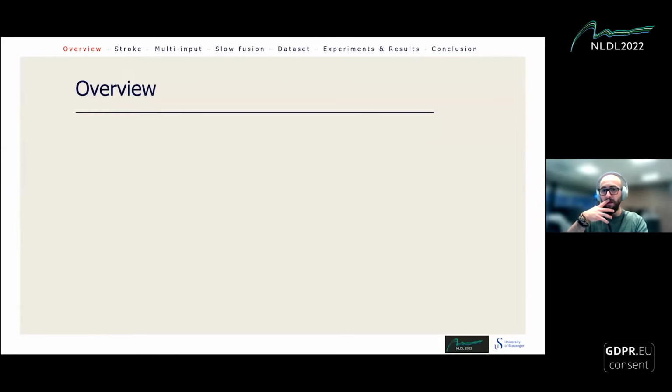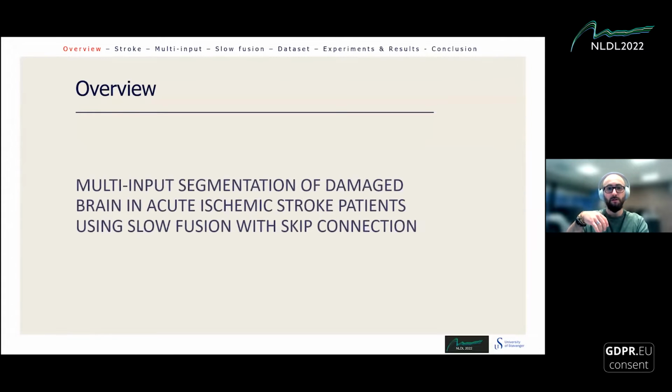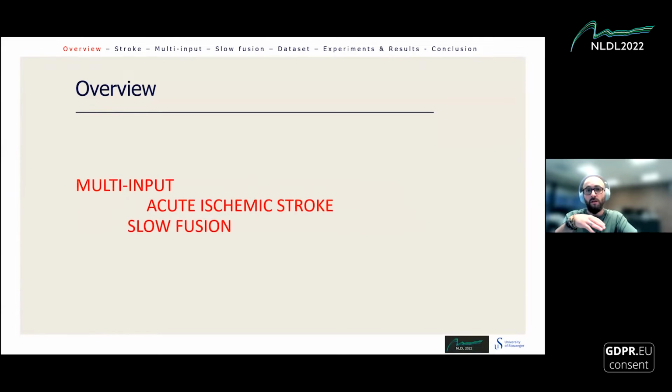So, as you can see, the title of the latest research is full and dense with a lot of different topics. Before going into details, I would like to focus on three different aspects, which are the multi-input, the acute ischemic stroke, and the slow fusion approach that we are using.